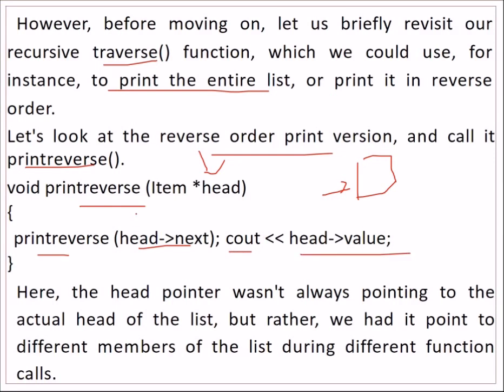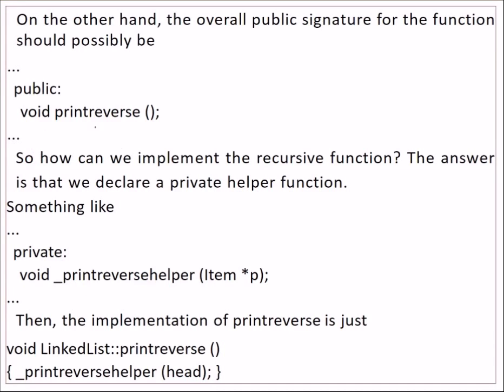What will happen is this: if I write this one here, it will print in sequence, but to do it in reverse, we have to first call this recursion, this function, and then we can print out the value. Hence the head pointer wasn't always pointing to the actual head of the list, but we had it point to a different member of the list, using function calls. On the other hand, the overall public signature for the function will be like this, void print reverse.